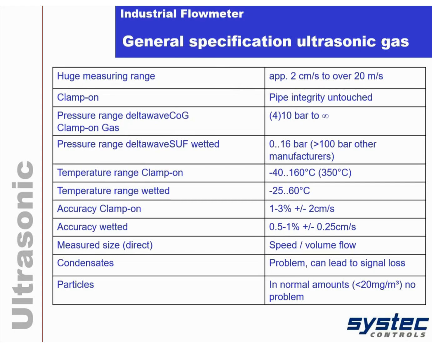The measured physical unit, as I said before, is speed or volume flow. So it's not a mass flow meter, it's a volumetric flow meter. Condensate is an issue. Be careful with condensation in the pipeline. This might lead to a loss of the signal. Particles, usually, if it's not too many particles, don't have a negative influence on ultrasonic flow meters.